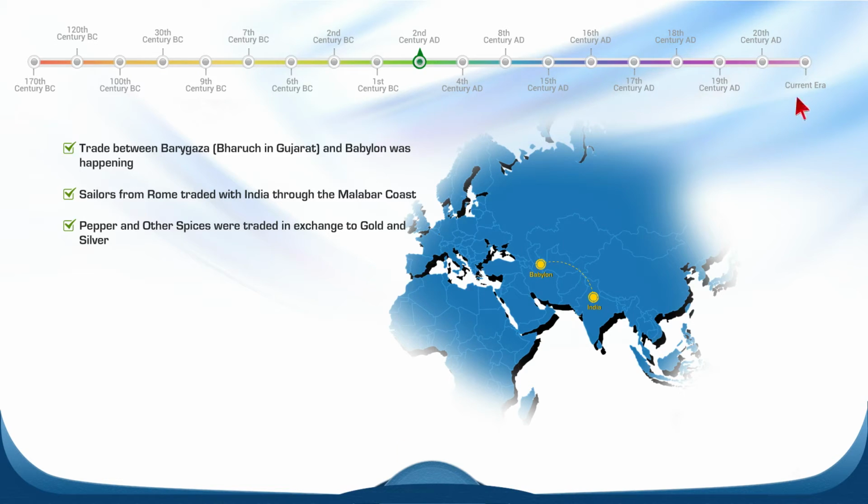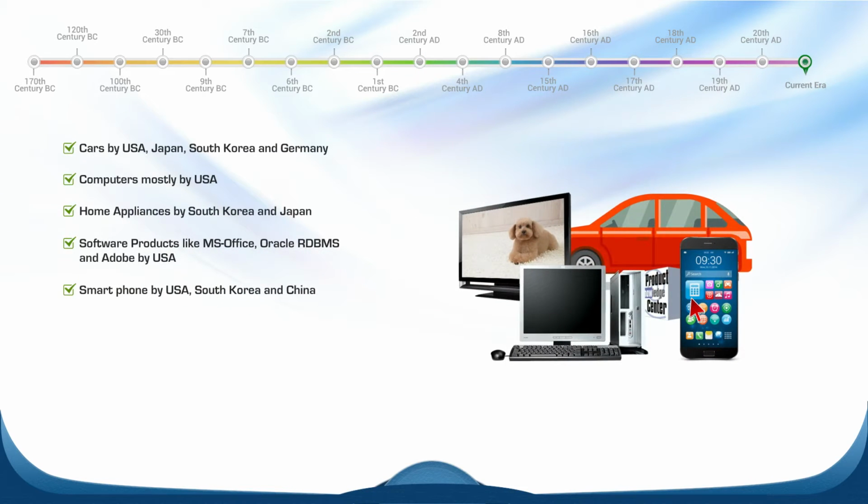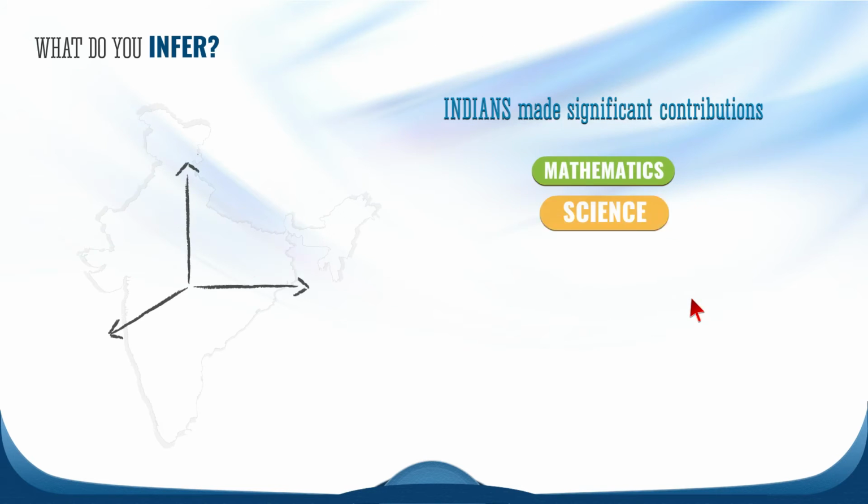Now, let us look at the 21st century AD, that is the current era. Technology has shaped every industry, right from automobiles, electronics, software products, smartphones, etc. When you take automobiles, the industry is dominated by Japan, USA, Germany, and South Korea. What is the inference from this?